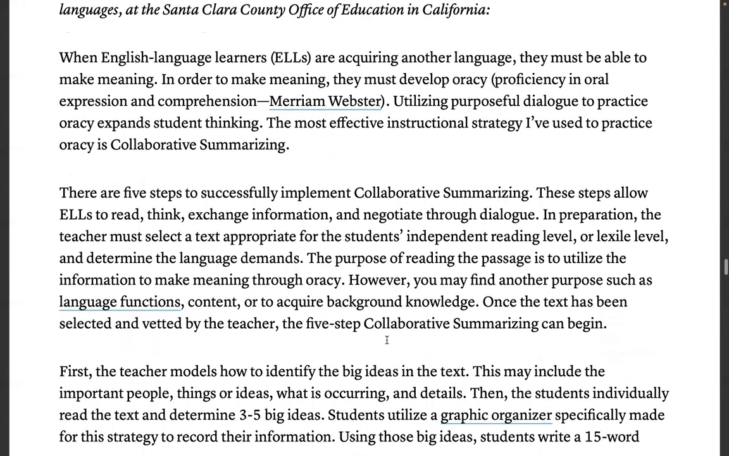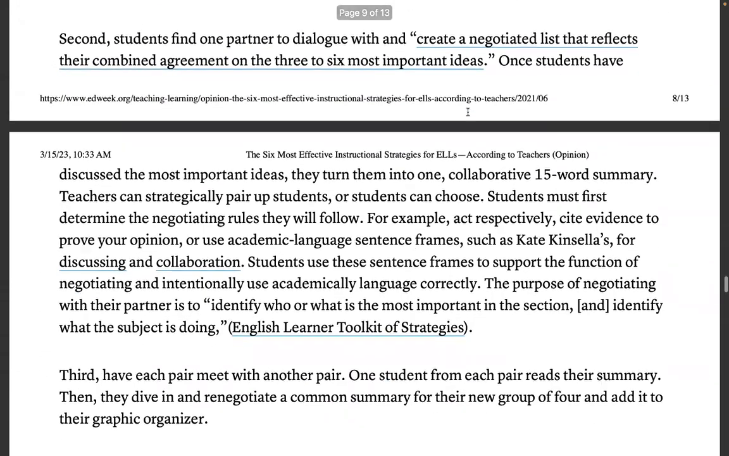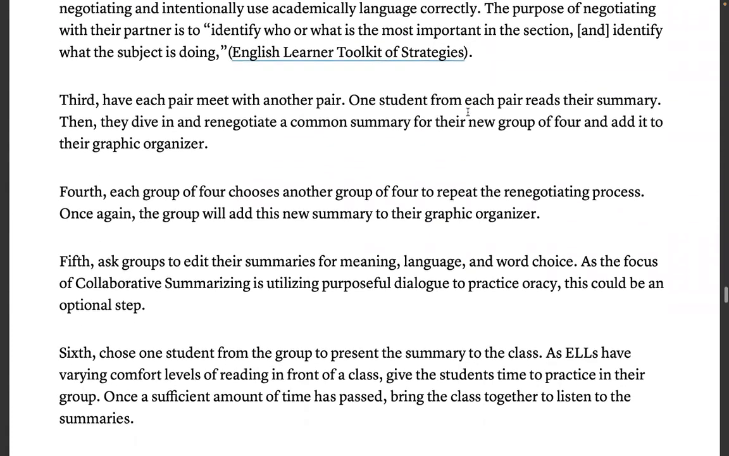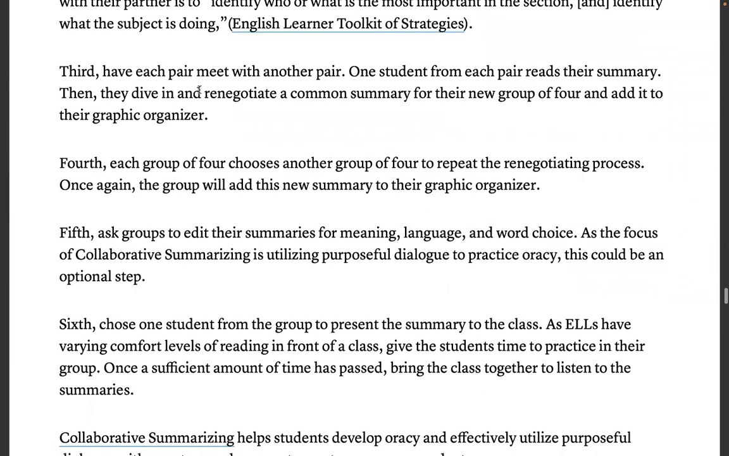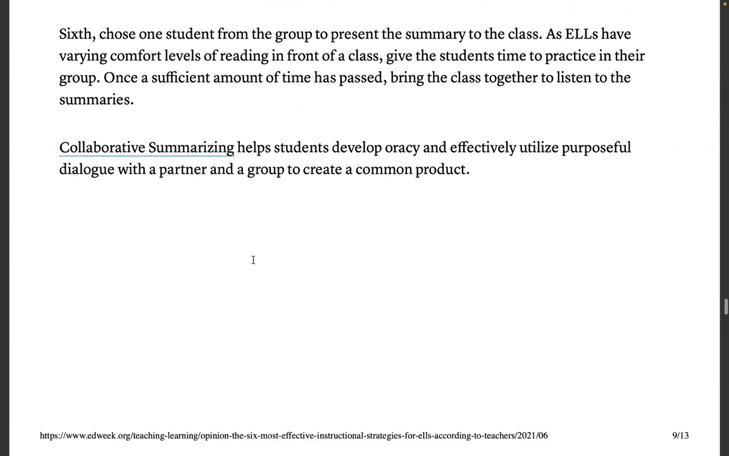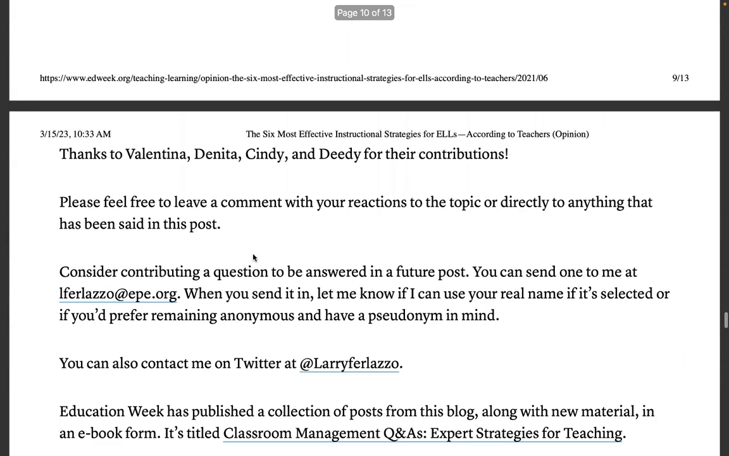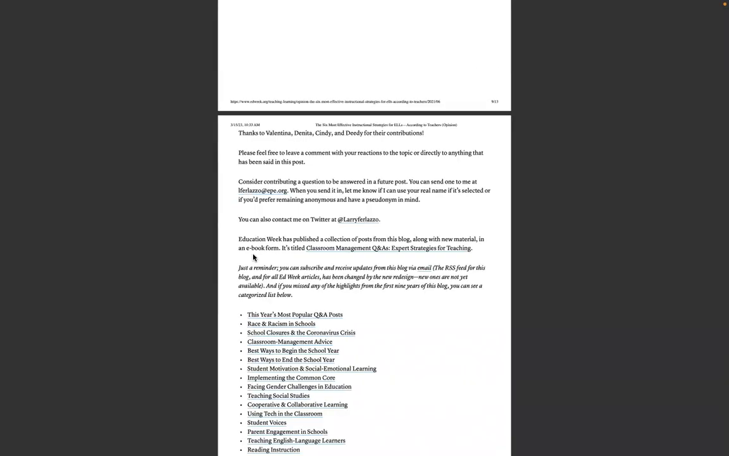In order to make meaning of anything we say in the classroom, any student has to develop oracy, proficiency in oral expression and comprehension, listening and speaking skills, understanding the listening and speaking of others. So think pair shares, having them move from different pairs, like work in pairs, and then go to another pair and have conversations, collaborative work, collaborative oracy, having them work together to practice these skills. Okay, that's the end of it.